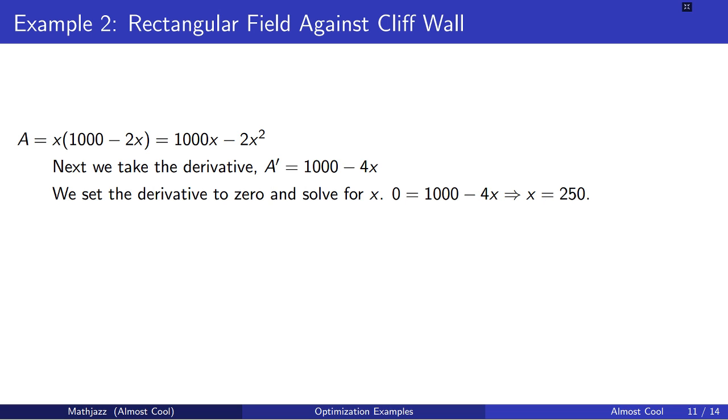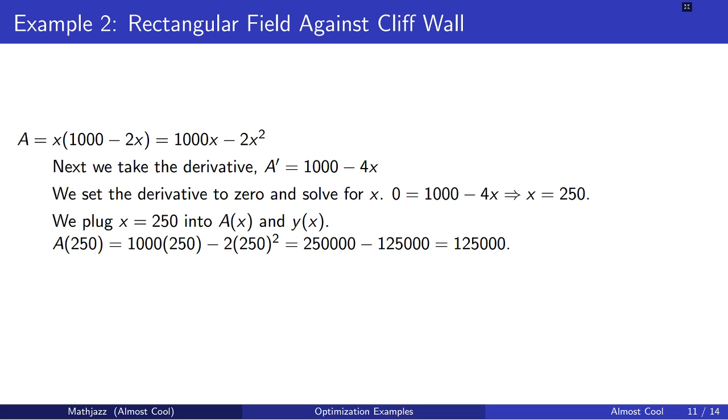We set the derivative to 0 to find the critical numbers, and we get 0 equals 1,000 minus 4x. Well, we add 4x to both sides, we divide by 4, and we end up with x equals 250. Next, we're going to plug x equals 250 into the formula we have for the area and the formula we have for y.